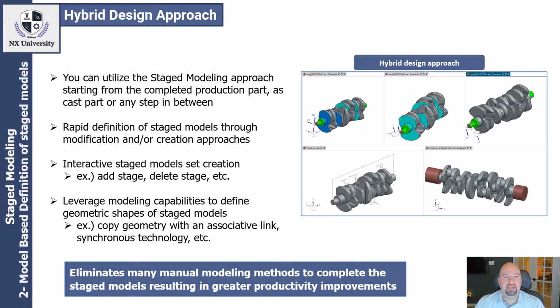The next one we're going to look at is the hybrid design approach. With the hybrid design approach, essentially we're taking the finished production part, and we can also start with the as-cast part, and we can do the modeling stages in between, or the manufacturing stages in between those two parts. We can utilize the stage modeling approach starting from that completed production part, and then also have an as-cast part, and we can use some tooling bodies from the finished production part. We can wavelink the as-cast part into a stage, use some tooling bodies from the finished production part to subtract material away from the as-cast part, and so on and so forth.